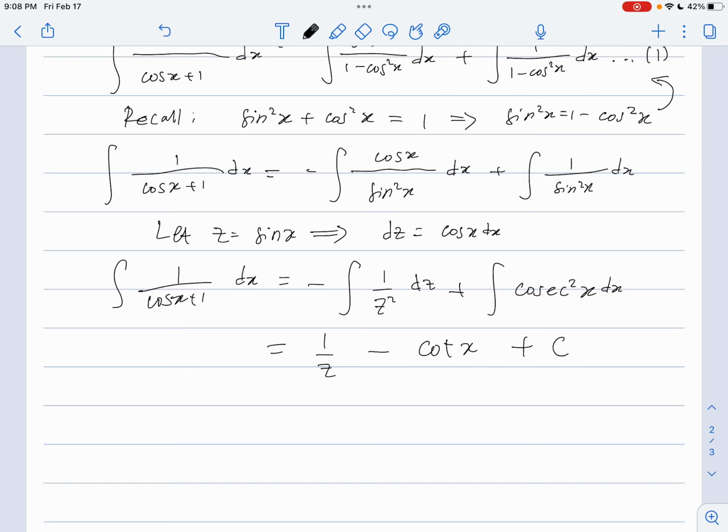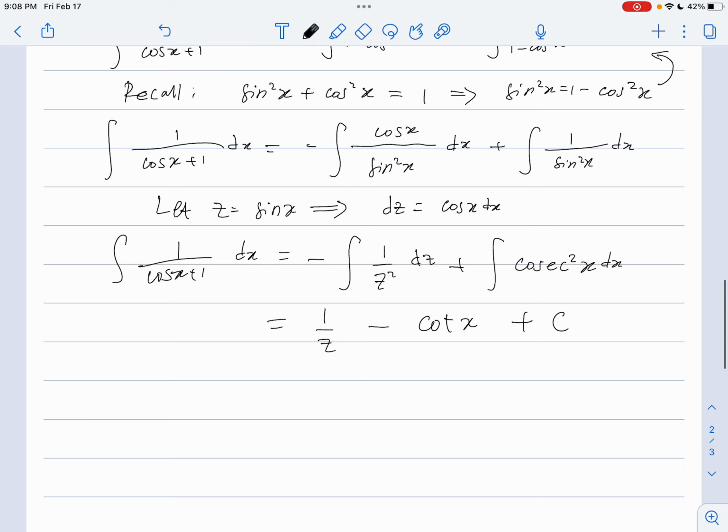So we can plug z back, and we ended up with cosecant x, because 1 over z is equal to 1 over sine of x, and 1 over sine of x is just the same as cosecant x.